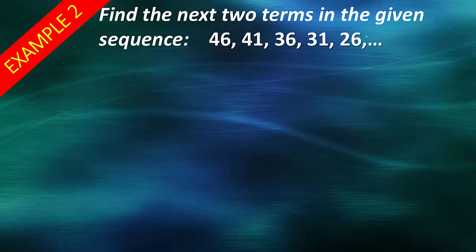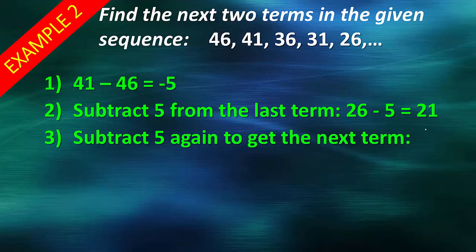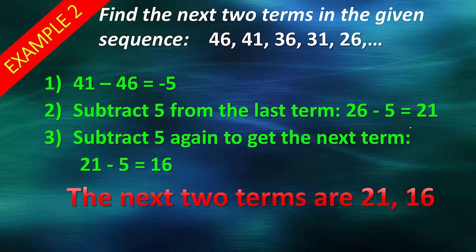So if we were asked to find the next two terms in this given sequence, remember, subtract the first from the second, even if it gives you a negative number, because if you notice, this sequence is decreasing. So it's decreasing by 5. So we subtract 5 from the very last term, which is 21, and then we subtract 5 again from 21 this time to get 16. So the next two terms are 21 and 16.